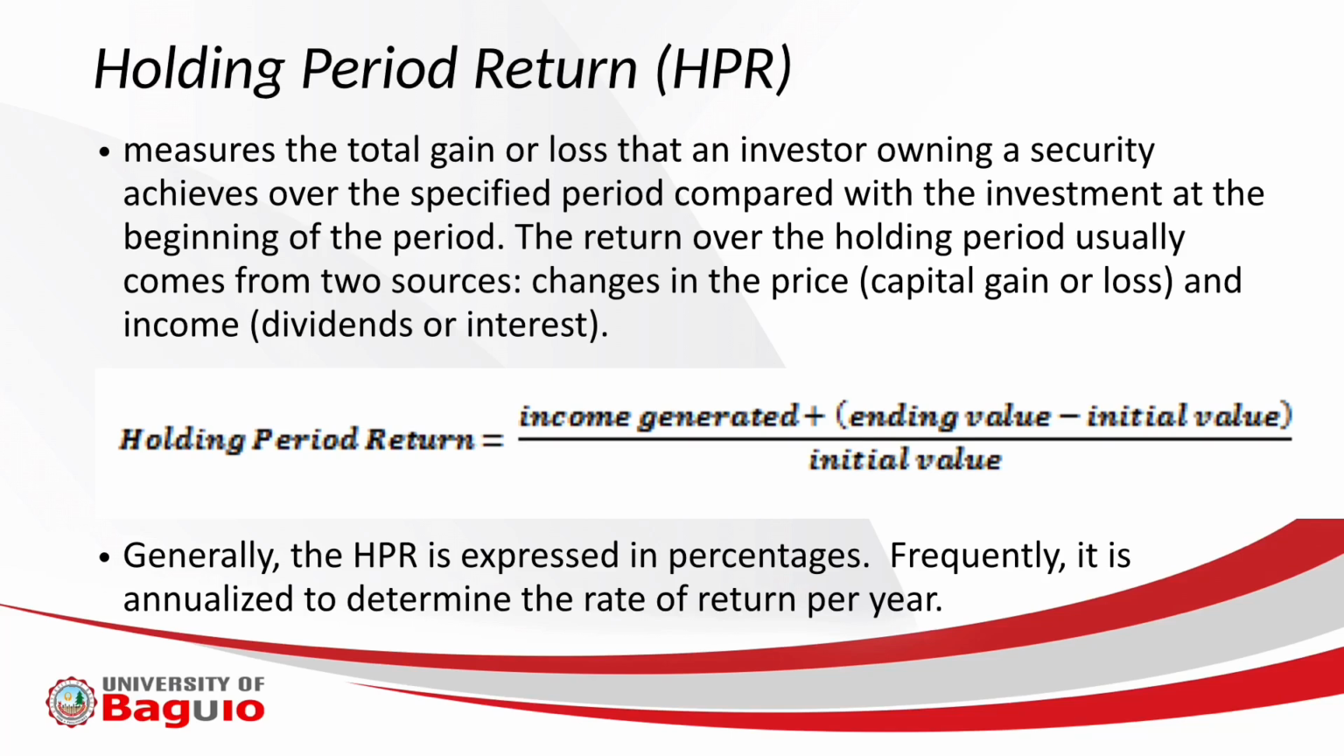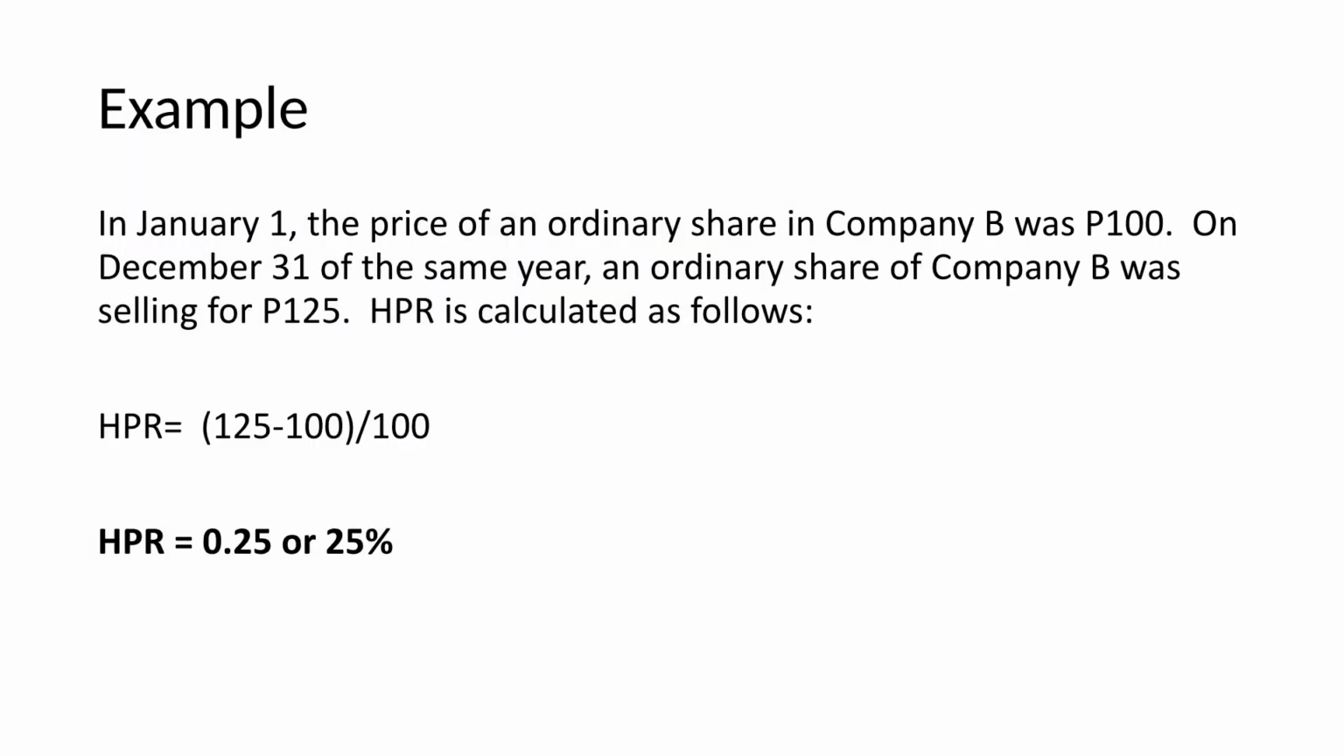Generally, the holding period return, or HPR, is expressed in percentages. Frequently, it is annualized to determine the rate of return per year. Get your calculators ready so you can practice computing with us.